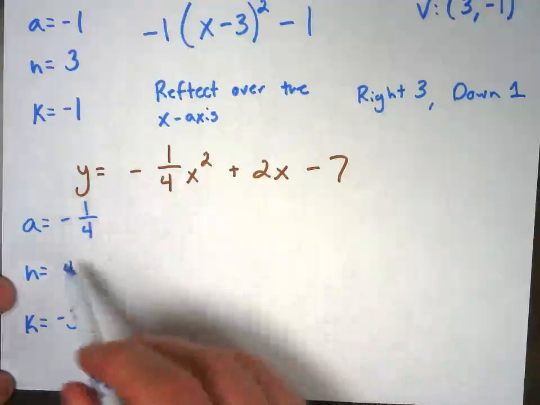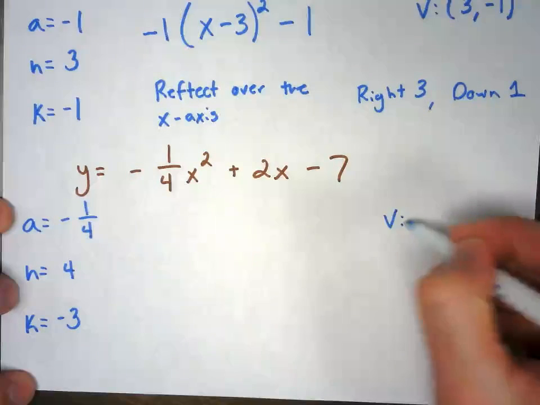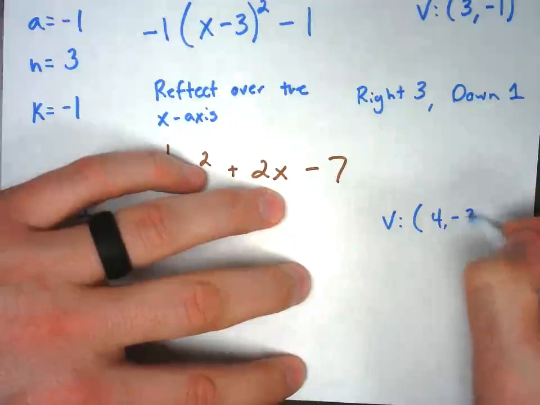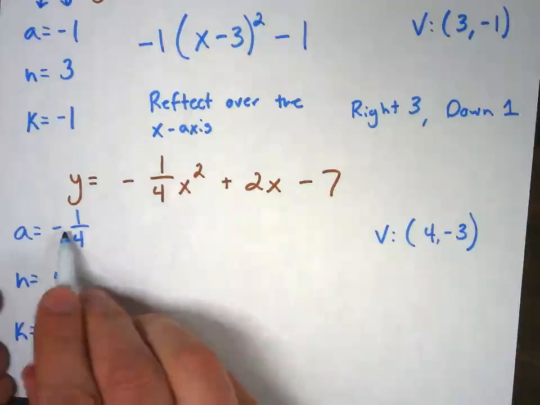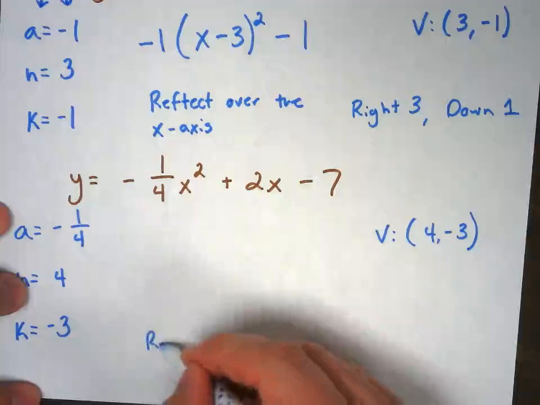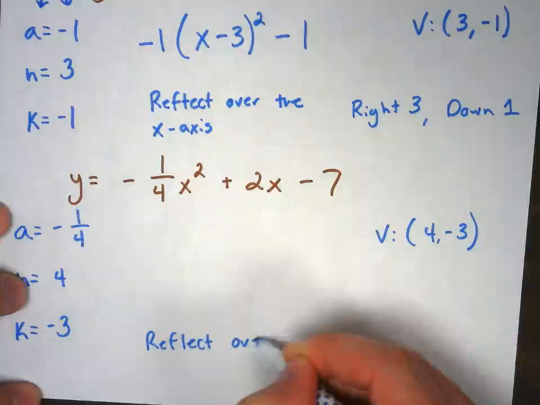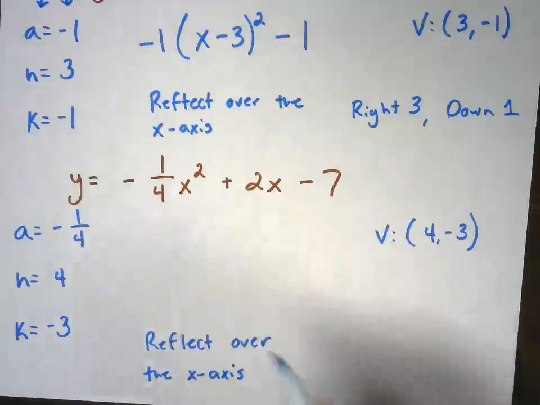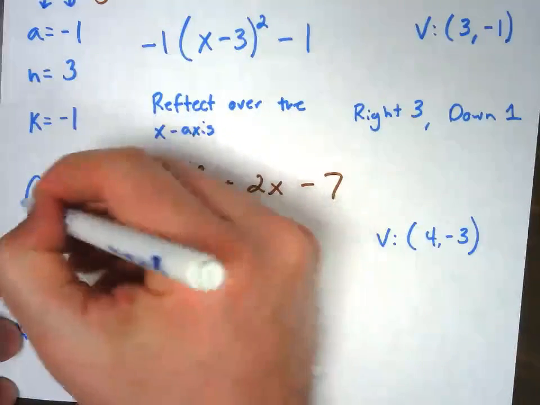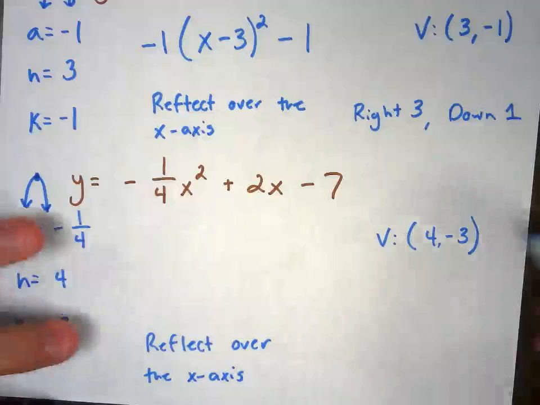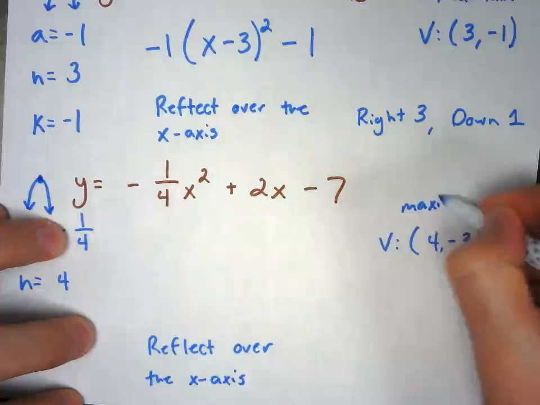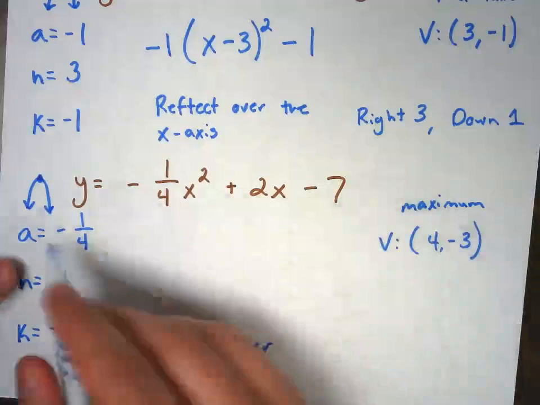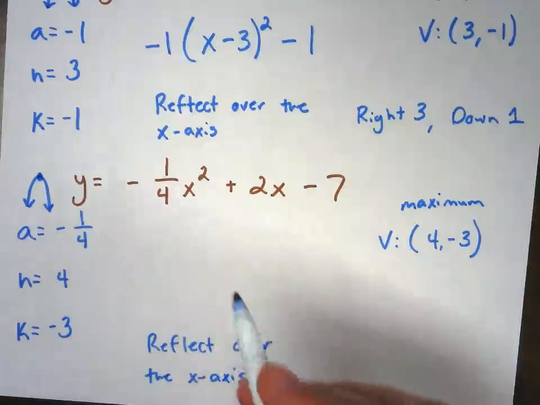All right, well, my vertex here is just my H and my K, which is 4 and negative 3. So it's 4, negative 3. My A is negative, so it's going to reflect over the x-axis. And again, all that means is the graph is going to go down now. We have a very top point, which means that is a maximum. Again, we didn't look at our H or K to figure out if it's max or min. We looked at the A to figure out if it was a max or min. So keep that in mind.